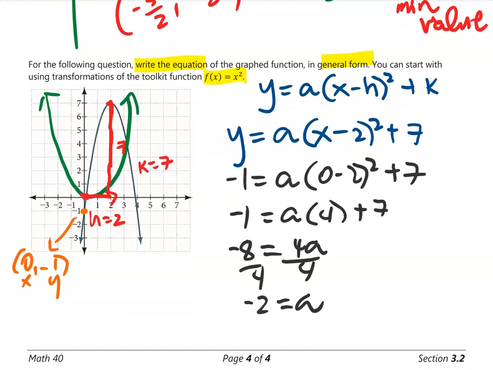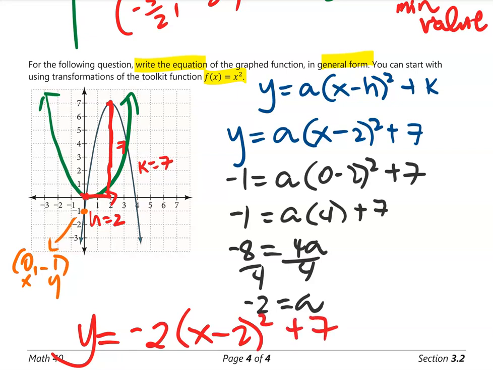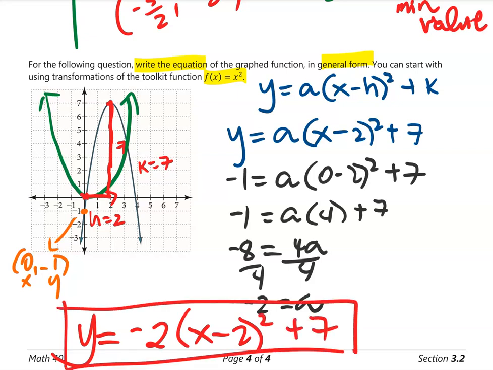And then now we can write our equation. y equals, your a is -2, x minus 2 squared plus 7. So this is the equation of this graph.